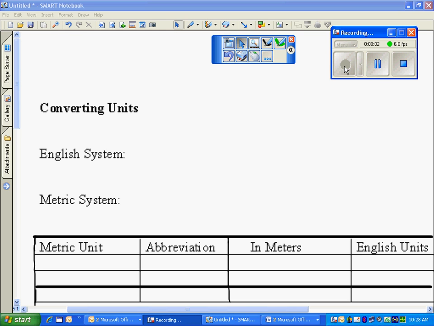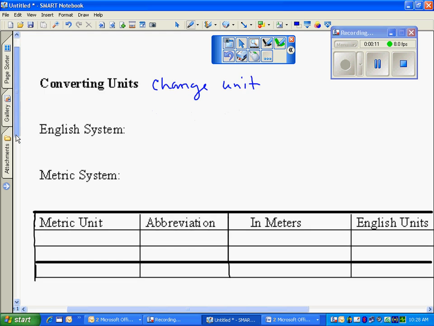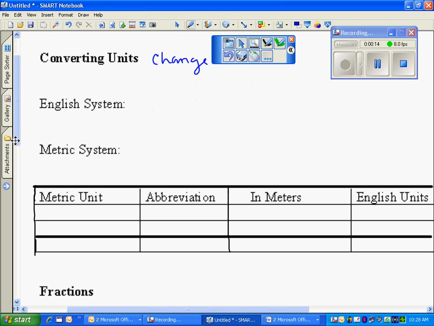In order to convert units or change units, which is a process called dimensional analysis, we need to recall a few things about two measurement systems. We'll be looking at the English and the metric. English, if we're measuring distance, you've got an inch, feet, yards, miles. And if you're looking at measuring liquid, you've got ounces, pints, quarts, gallons, and so forth.